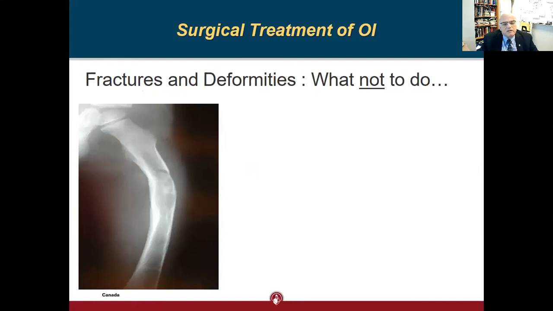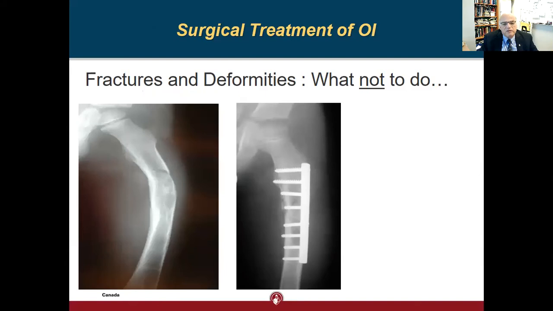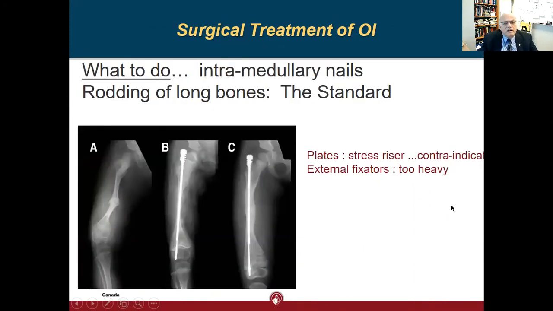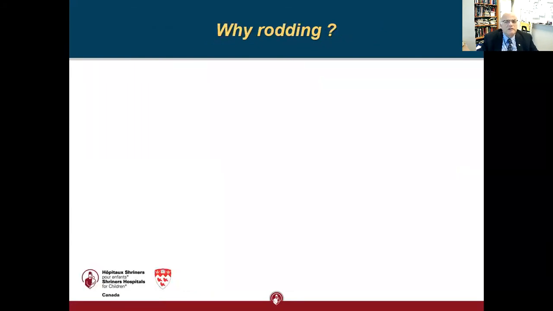So the surgical treatment of deformities in OI, the first thing is what not to do. And what you should never do is the use of plates in OI. Why? Because it's a stress riser, and you will end up putting a longer and longer plate. Therefore, the standard treatment is the use of intramedullary nail. No plates, no external fixator.